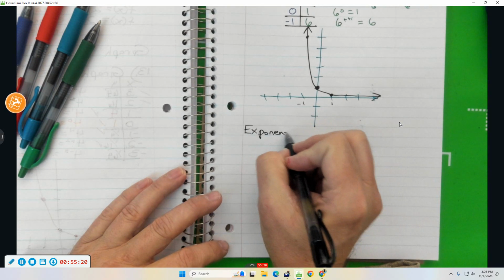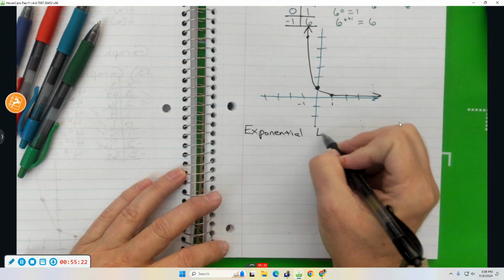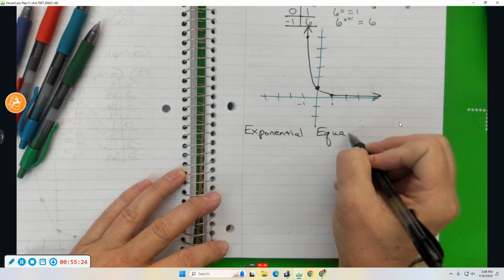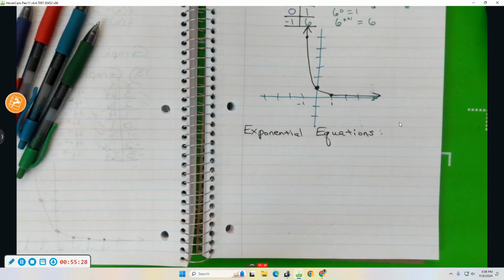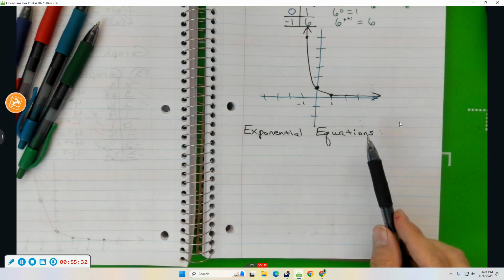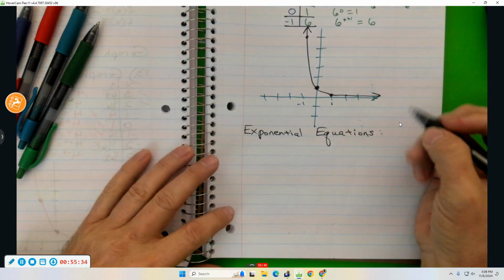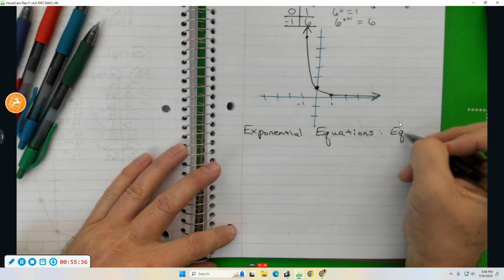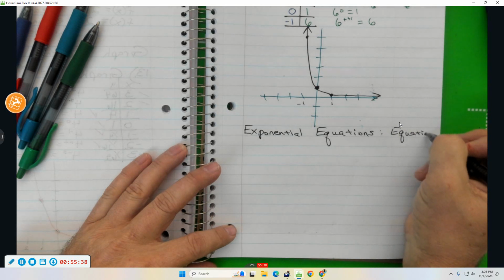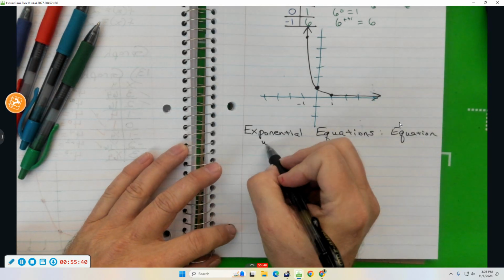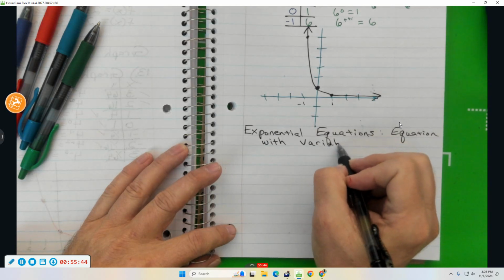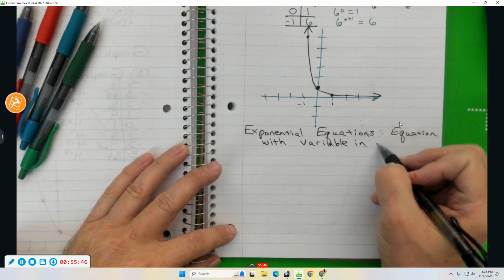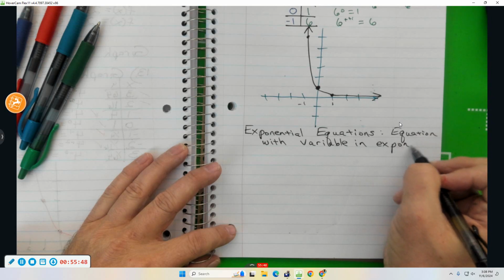Exponential equations. An exponential function is a function with a variable in the exponent. An exponential equation is an equation with at least one variable in the exponent. Equation with variable in exponent.